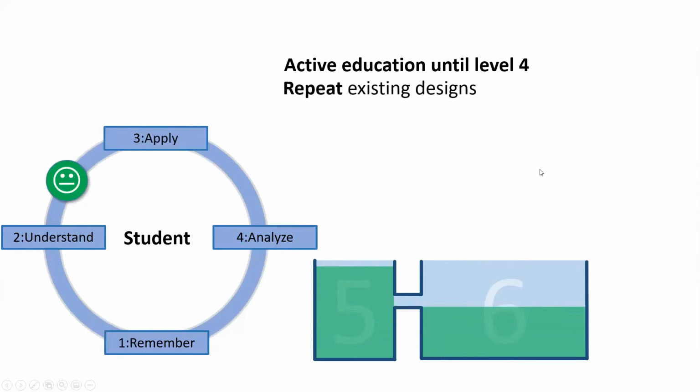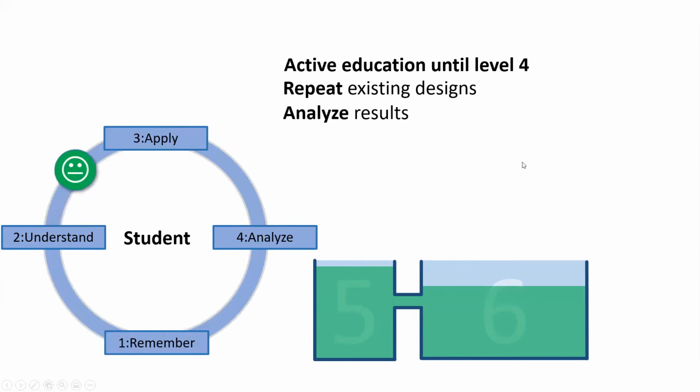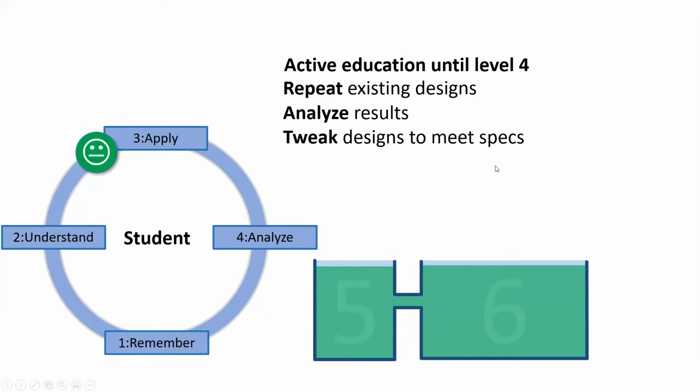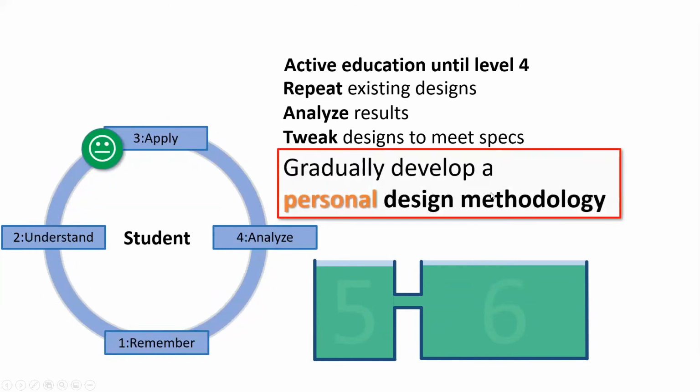And then by repetition of designs, repetition of making assignments and analyzing the results, tweaking designs to meet specifications, you gradually develop a personal design methodology. That is usually the way it works in electronics. They always say, well, if you have a lot of experience and you've seen a lot of circuits, then gradually you know how to do it. And the difficult thing is, of course, to tell others how you did it, apart from saying I built a lot of electronic circuits.